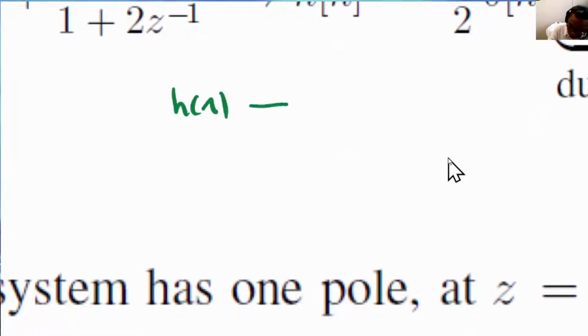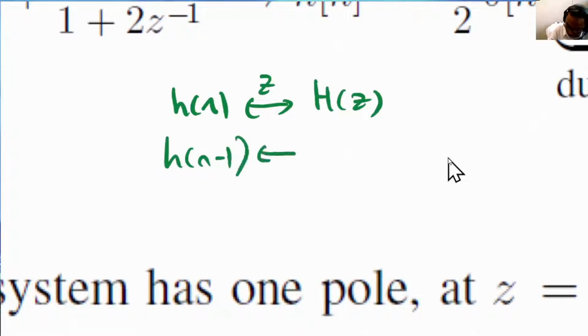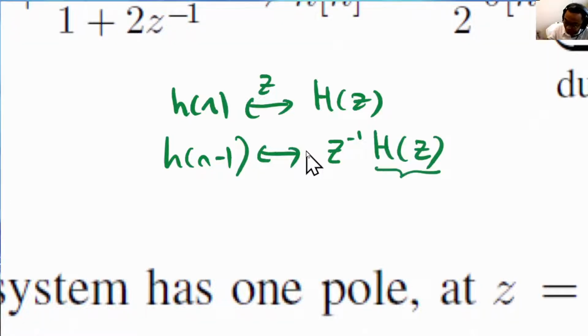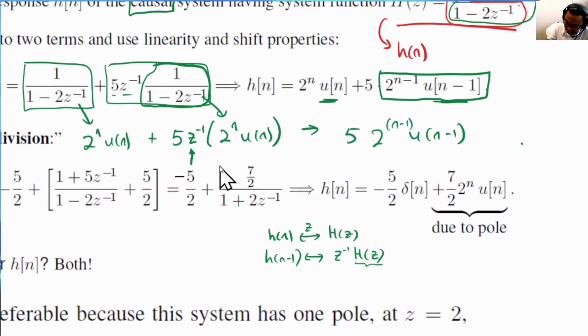If we have h[n], the Z transform of h[n] is H(z). What about h[n minus 1]? The Z transform of h[n minus 1] is z minus 1 H(z). So you realize that once you have figured out H(z) and h[n], then all we need to do is to substitute all n with n minus 1. So that's what we did at the top.